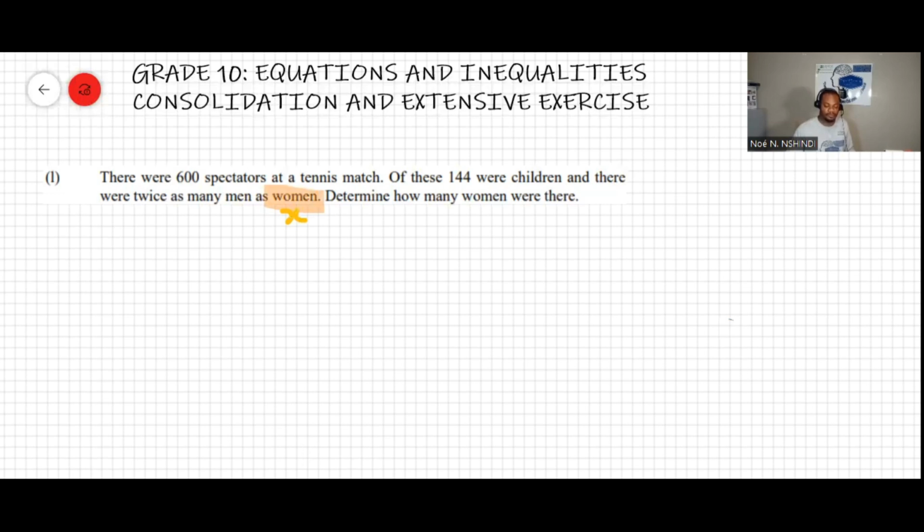And therefore, the number of men will be 2x, because it says twice as many men. Then the total number of spectators is 600. So it's like 600 spectators is equal to 144, the number of children, plus 2x, the number of men, plus x, the number of women. So if I move the 144 over, in other words, I subtract 144 from both sides.